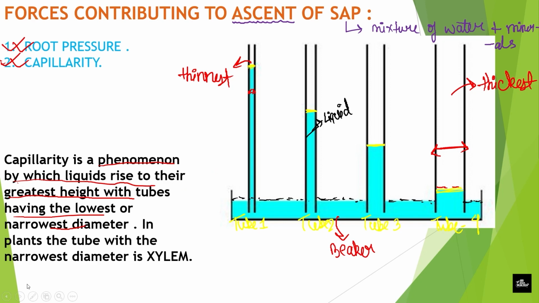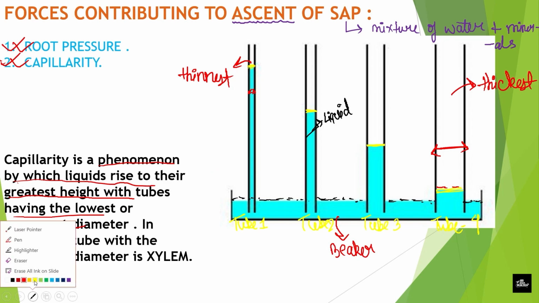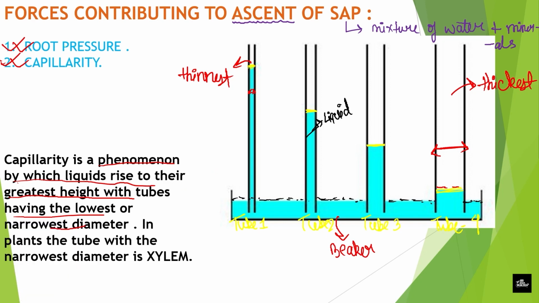Very simple phenomenon. This is also a force. Now you all must be thinking why is this phenomenon even contributing to the ascent of sap? That's because, due to this capillarity phenomenon, you all know that plants contain xylem. All these liquid things are carried by xylem. So xylem has tubes, and xylem tubes are also very, very small.